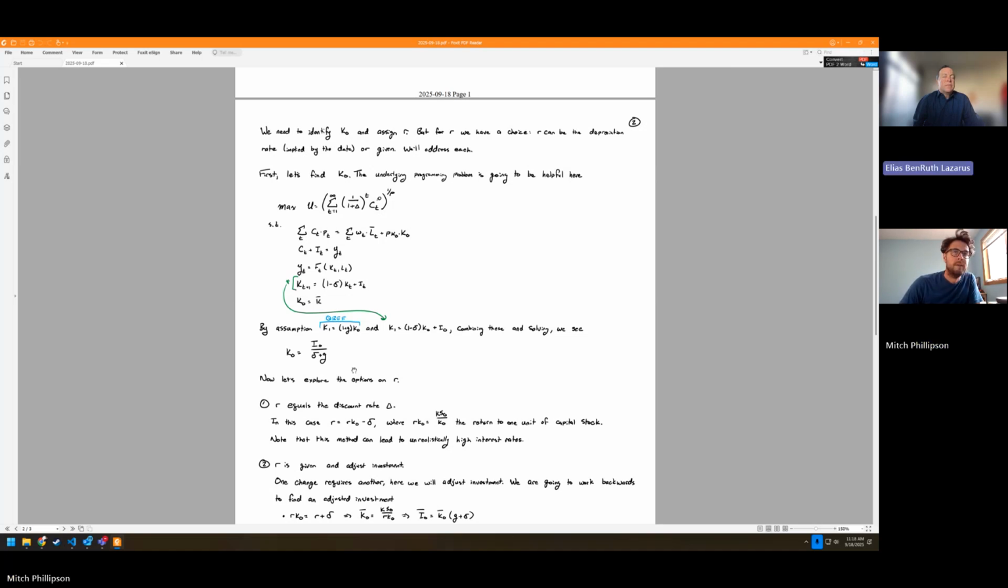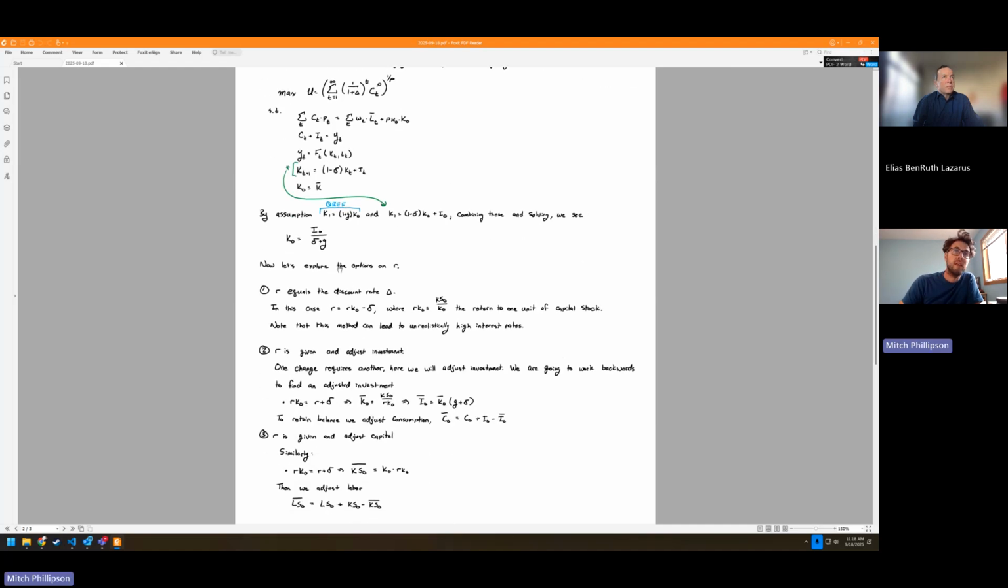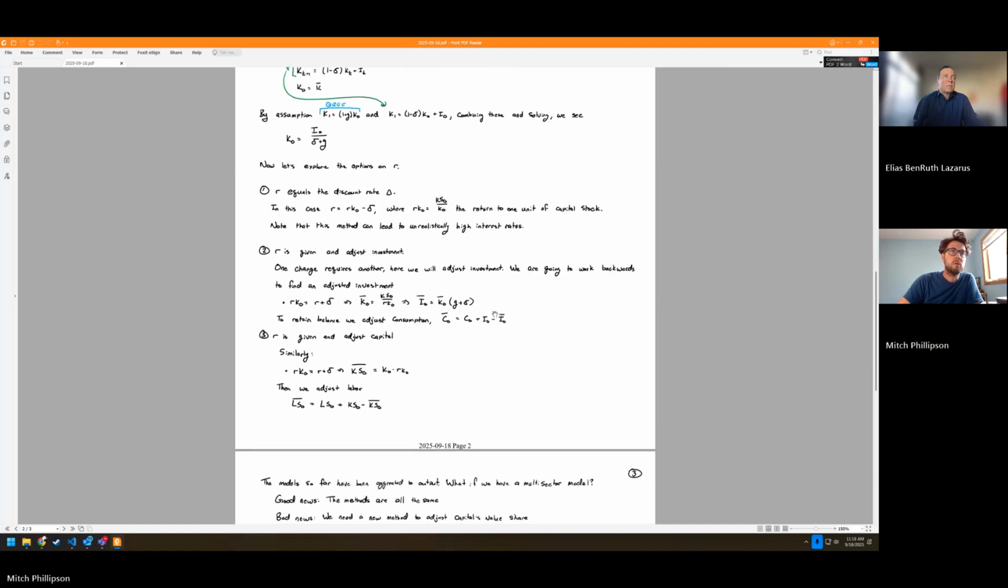Say it again. It's the initial investment divided by depreciation plus the growth rate. Right. And then R, you can either have it fixed by the model, in which case it's given by this and everything is kind of fine, or you can tell it what R is and adjust either investment or capital. And these are the two cases.